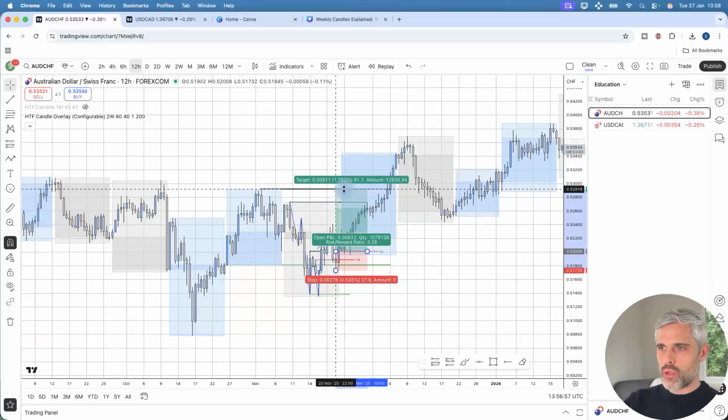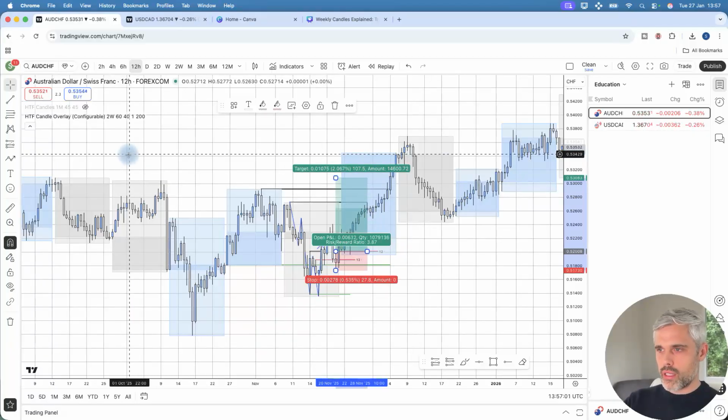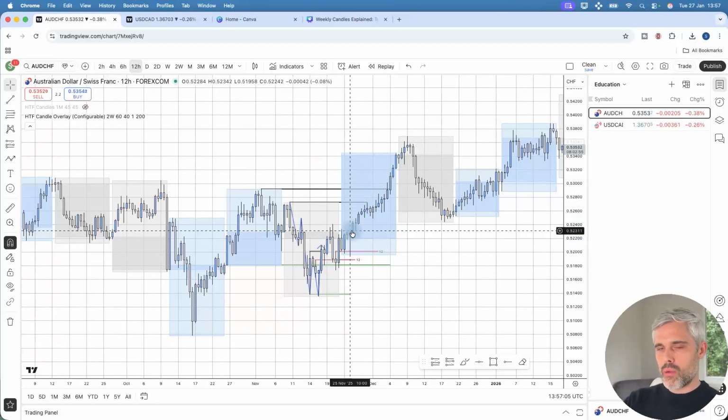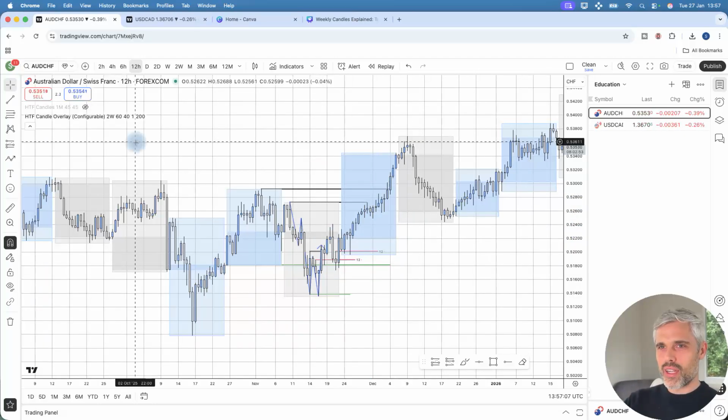You get a 3.28R to the 2-week high, and if you hold to the highs at the top of the range, you've got a 2.87R swing trade. But there is much more to trading weekly candles.